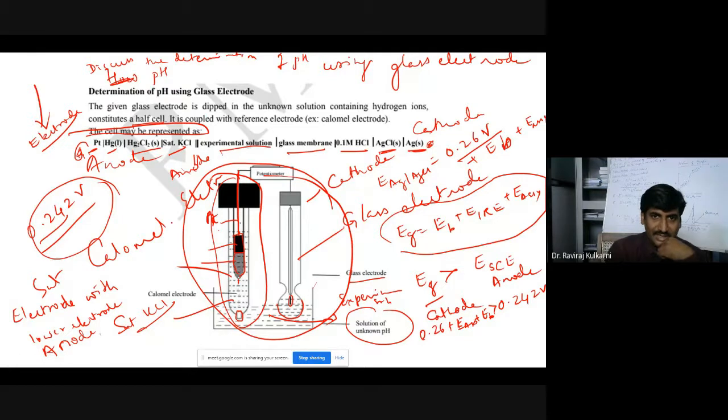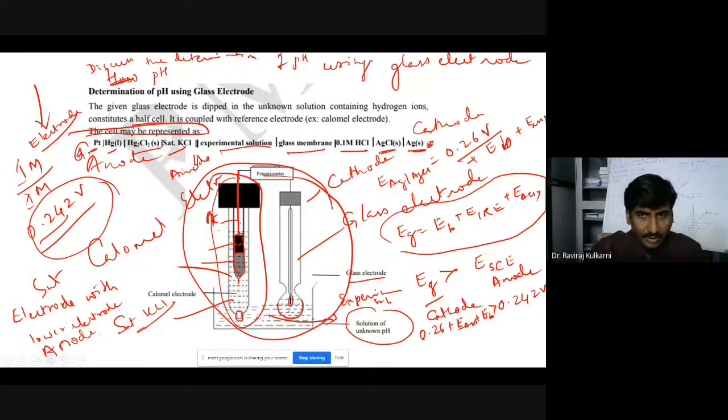As I told, platinum is in contact with calomel, Hg in contact with Hg2Cl2, that's in contact with the KCl solution. Through the salt bridge, it is in contact with the external solution. External solution is in contact with the glass membrane. Glass membrane is in contact with 0.1 M HCl, and that is in contact with AgCl, and that's in contact with Ag. This is how I represent the cell. If you write this, you get 1 mark straight away, and this part carries another mark. So 2 marks are just for writing these two.